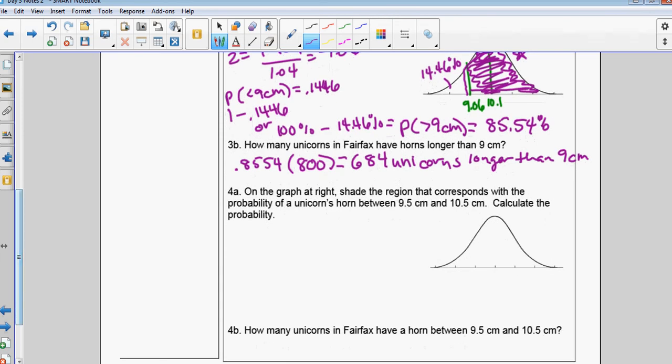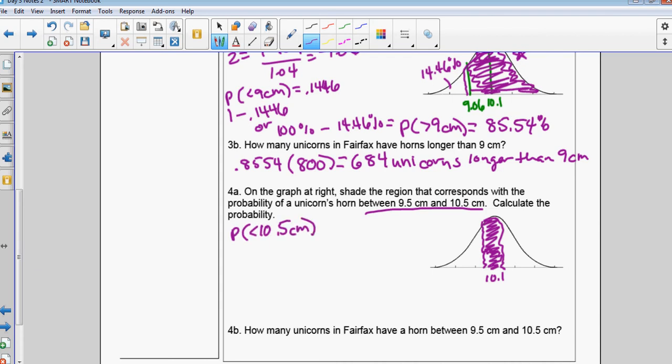Okay. Now for problem 4, we're going to look for unicorns that have horns between 9.5 and 10.5 centimeters. So remember that in the middle we had 10.1, so 9.5 is going to be below the mean, and it's not a full standard deviation below, so it's somewhere in here. And 10.5 is going to be above the mean, and it's not a full standard deviation above the mean, so somewhere in here. So we're going to look for this in the middle. Now the way you do this is we are going to subtract probabilities. So we're going to find the probability first that the horn is less than 10.5 centimeters.